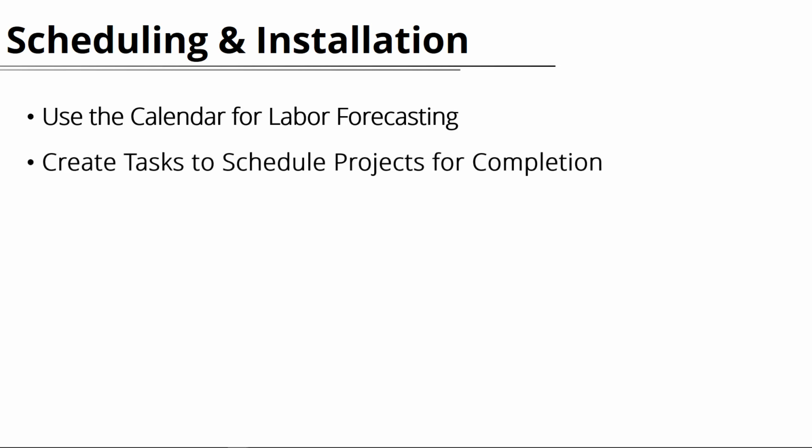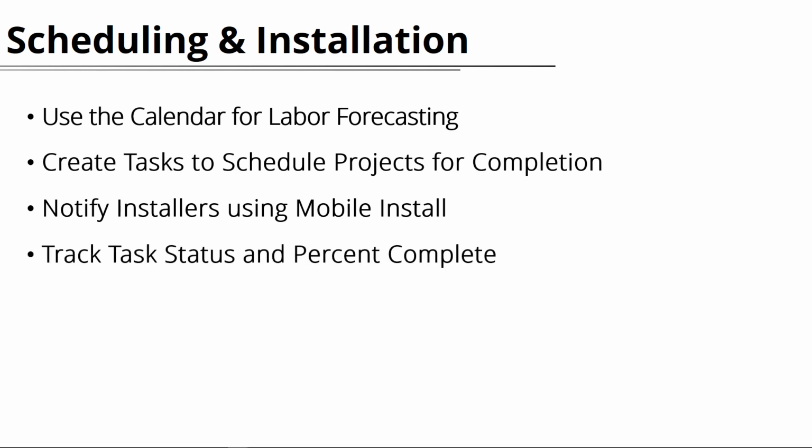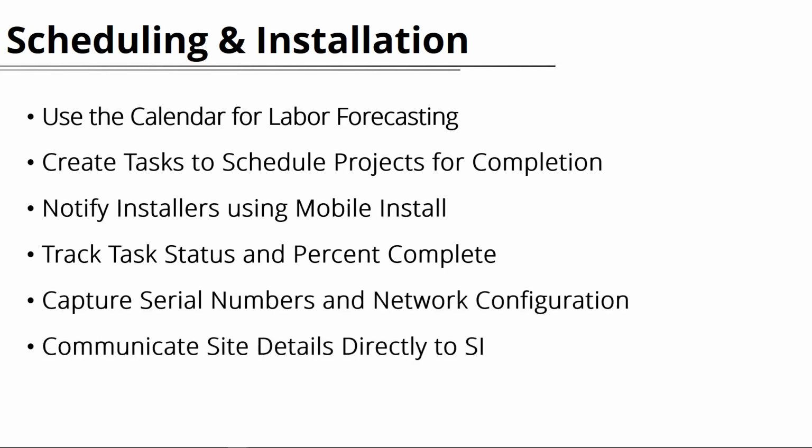Tasks store project installation details, including dates, labor budgets, details of work to be performed, and resource assignments. The mobile install service notifies resources of upcoming tasks. The SI scheduling tools and mobile install both allow for tracking of task status and % complete. Mobile install can be used to communicate site details like notes and photos back to SI.